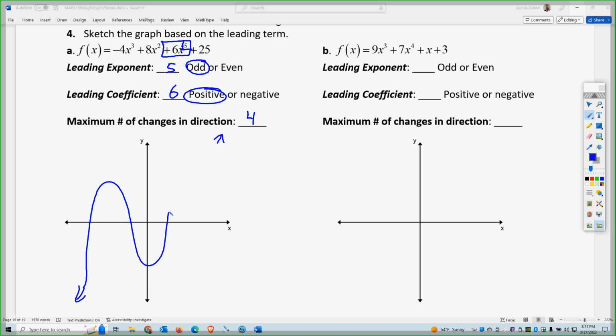1, 2, 3, 4. 1, 2, 3, 4, right? 1, 2, 3, 4. Good enough. Okay. All right. Next one.